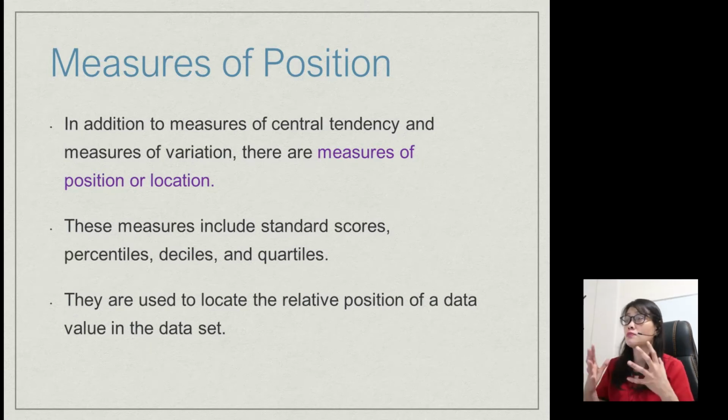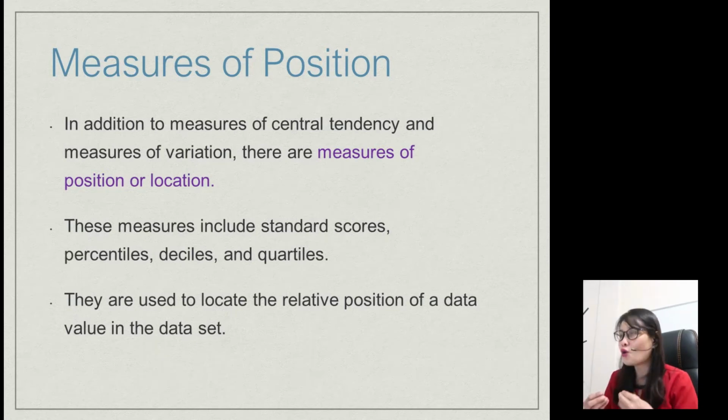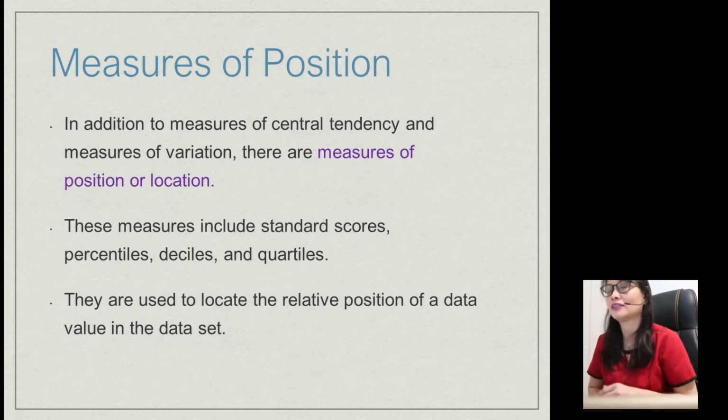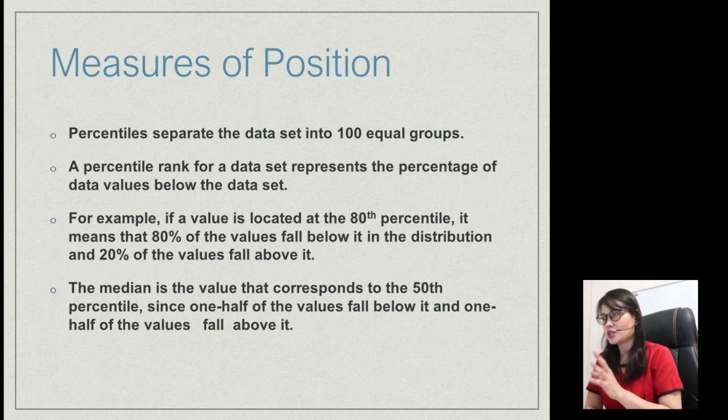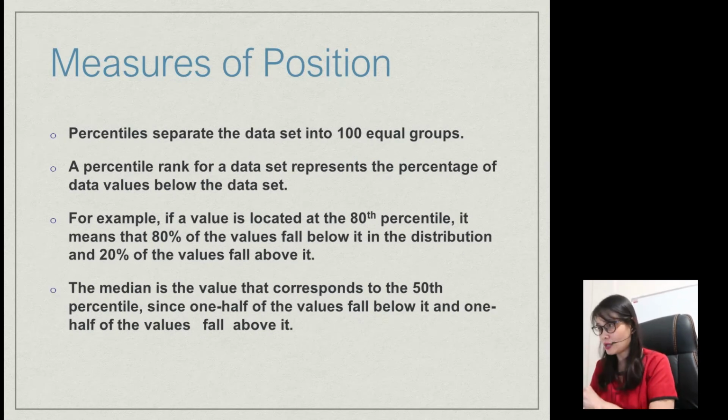So that's quartile, 4. Very good. Percentile separates the data set into 100 equal groups. Decile separates the data into 10 equal groups. Quartile separates the data set into 4 equal groups. So quartile, decile, percentile.